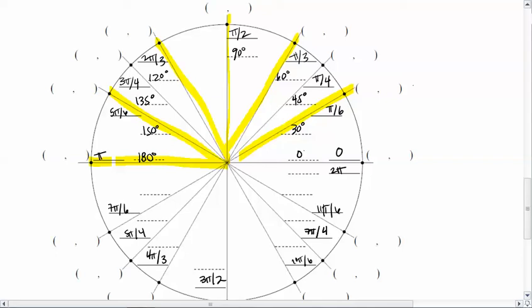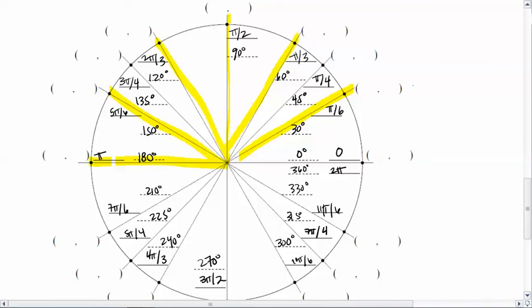I should have started with 0. Sorry about that. Then we have 210, 225, 240, 270, which makes sense. 180 is halfway around, 270 is 3/4 of the way around, then we're at 300, 315, 330, and 360. So that's all we're doing here.